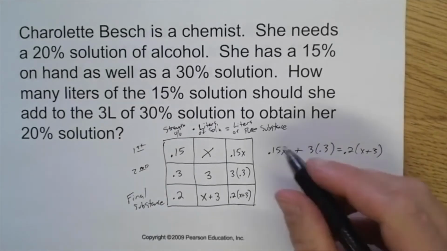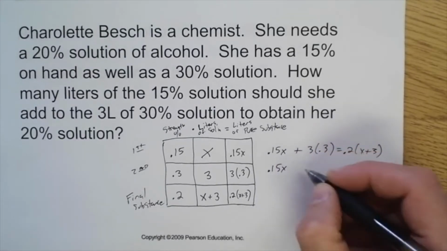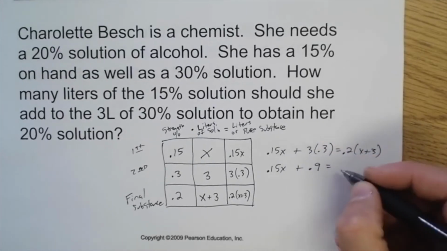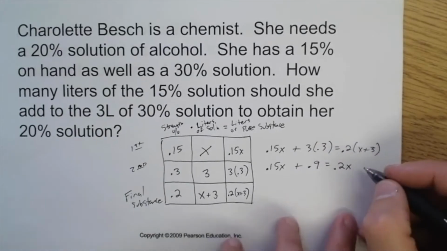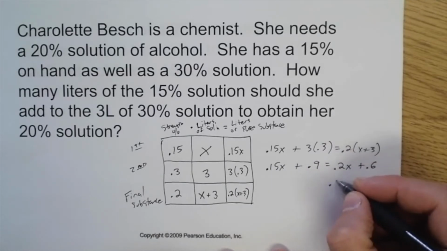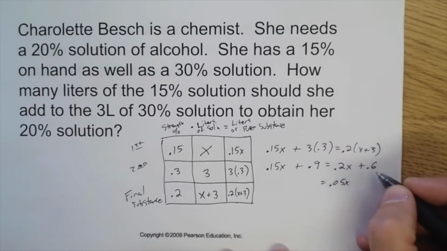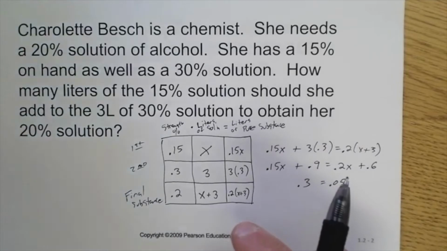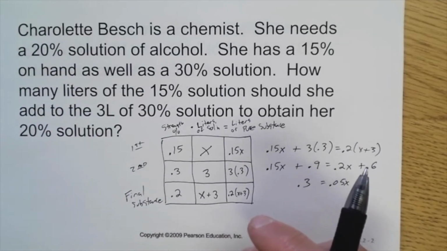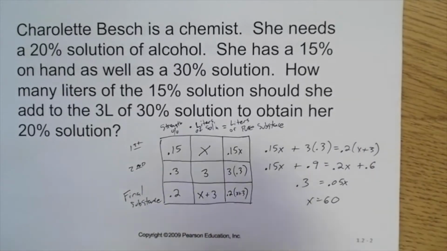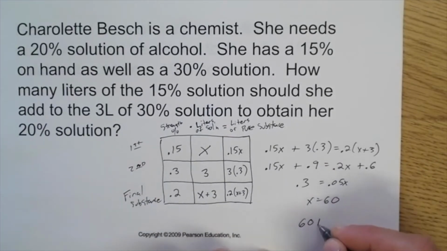Okay, so now it's just a matter of working these out. You have to be real careful with the decimals. That sometimes throws people off a little bit. So when I subtract 0.15x, that gives me 0.05x. And I would also subtract 0.6 from both sides, which gives me 0.3. And then 0.3 divided by 0.05 is 60. Okay, so the question was how many liters of the 15% solution? That's x, that's what we just found. So the answer is 60 liters.